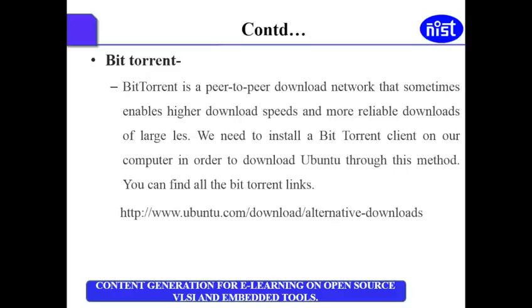So in the next process of BitTorrent download, we can directly move to the BitTorrent site, that is www.ubuntu.com/download/alternate-downloads. We need to install a BitTorrent client first onto your computer and then start the download. You can download it through the link available here.